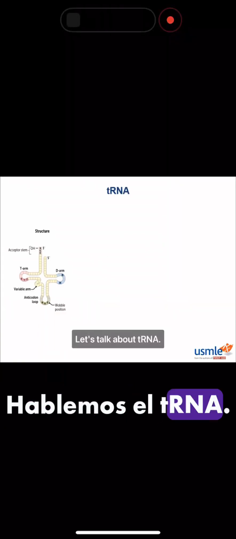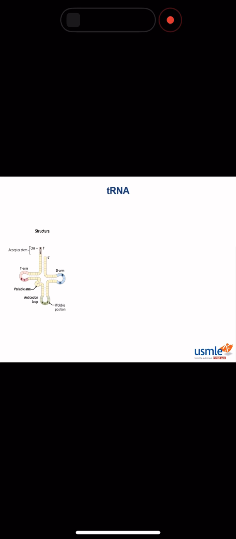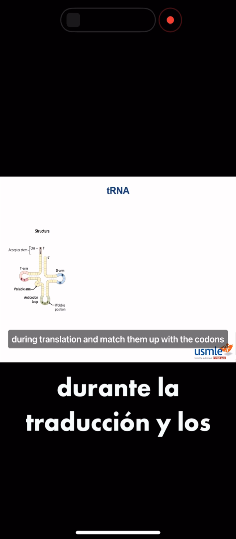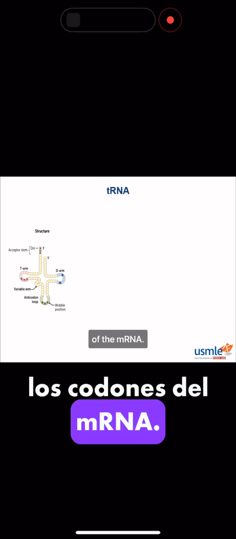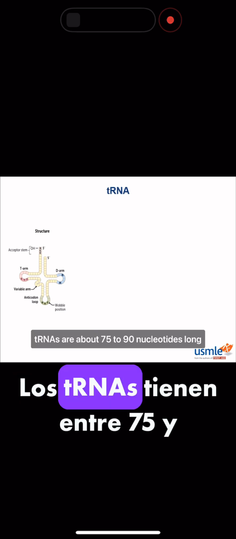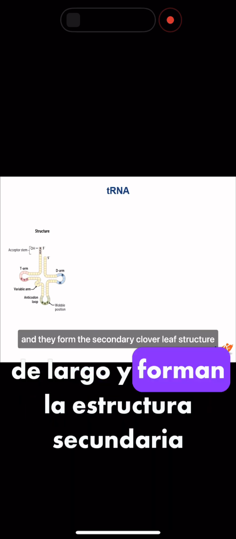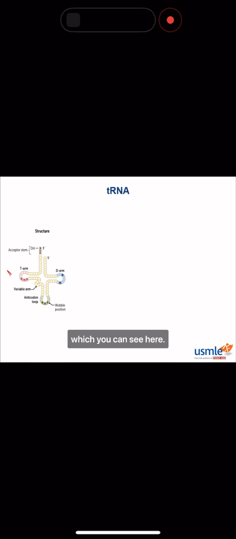Let's talk about tRNA. What are tRNAs used for? Well, they bring amino acids to the ribosome during translation and match them up with the codons of the mRNA. tRNAs are about 75 to 90 nucleotides long and form the secondary cloverleaf structure, which you can see here.